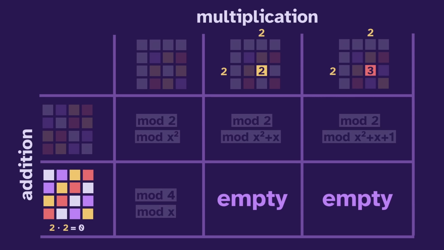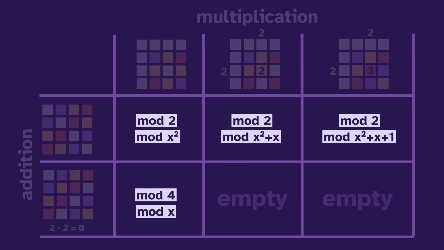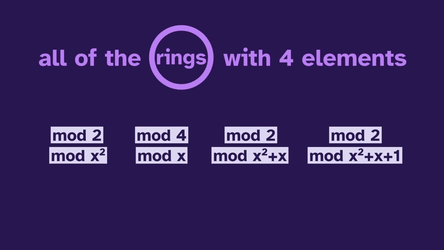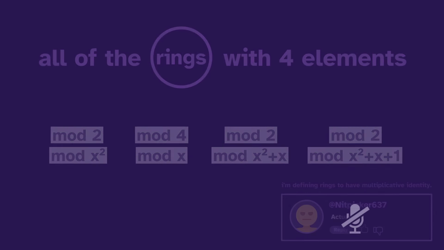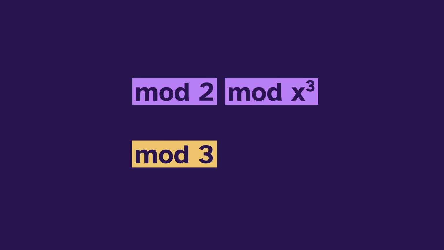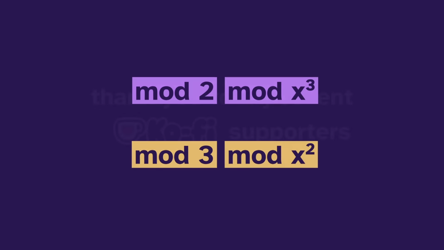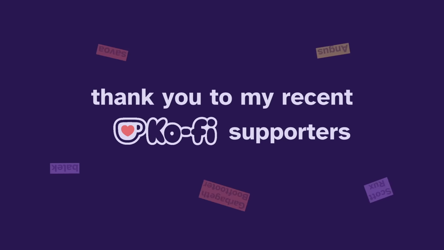Those rings are impossible. And it turns out, these are all of the rings with 4 elements. There are only 4 of them. Actually, for some extra fun, find the tables for mod 2 mod x³ and mod 3 mod x². It's a nice exercise.